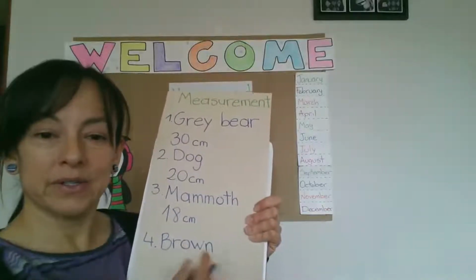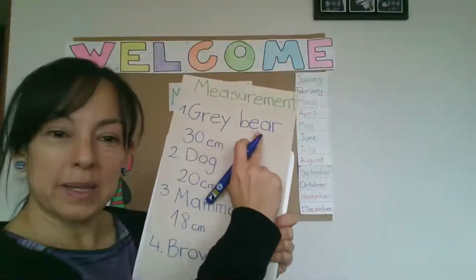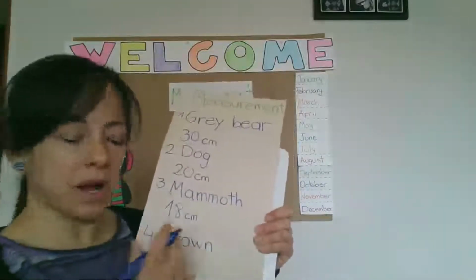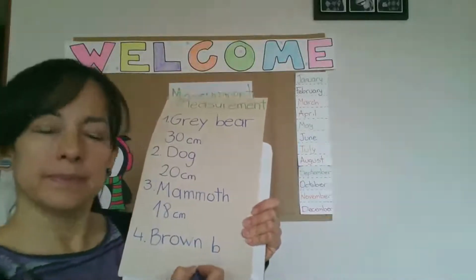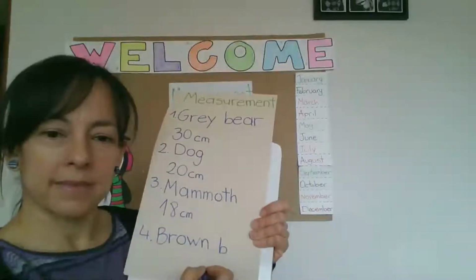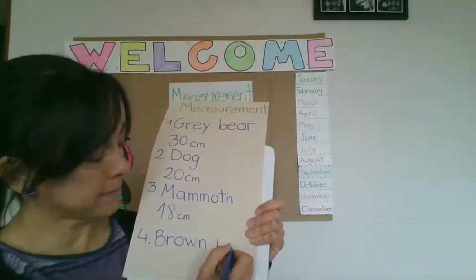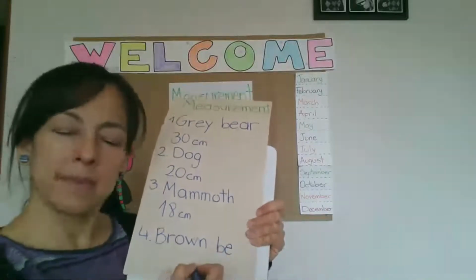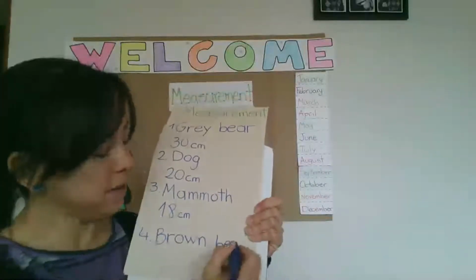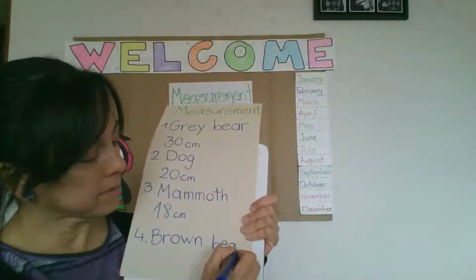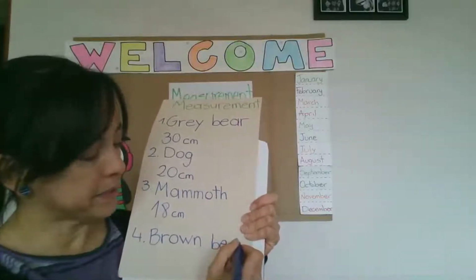Brown, very good. Another word, bear. We are going to write bear again. So brown, letter B, letter E, letter A, and finally letter R. R.